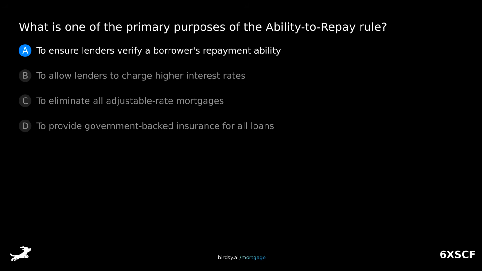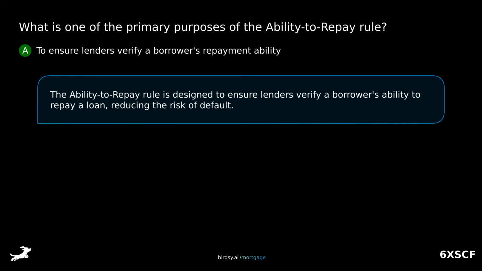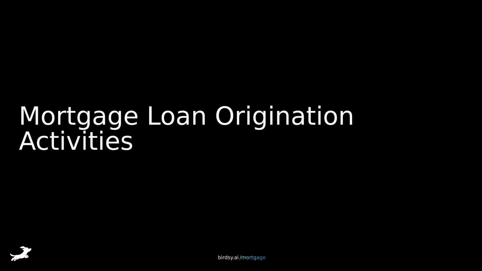Is it A, to ensure lenders verify a borrower's repayment ability? B, to allow lenders to charge higher interest rates? C, to eliminate all adjustable rate mortgages? Or D, to provide government-backed insurance for all loans? The answer is A, to ensure lenders verify a borrower's repayment ability. The Ability-to-Repay rule is designed to ensure lenders verify a borrower's ability to repay a loan, reducing the risk of default. Mortgage loan origination activities.